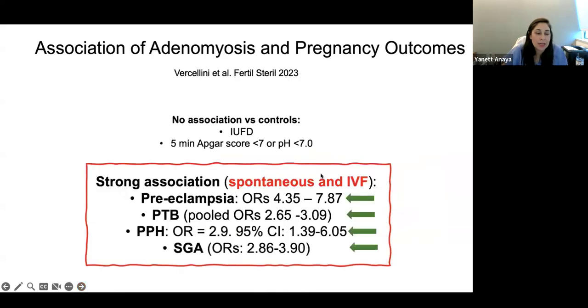As far as adenomyosis and adverse pregnancy outcomes, we do see a very strong association with preeclampsia, preterm birth, postpartum hemorrhage, and small for gestational age. There doesn't seem to be an association with intrauterine fetal demise or a low APGAR score.